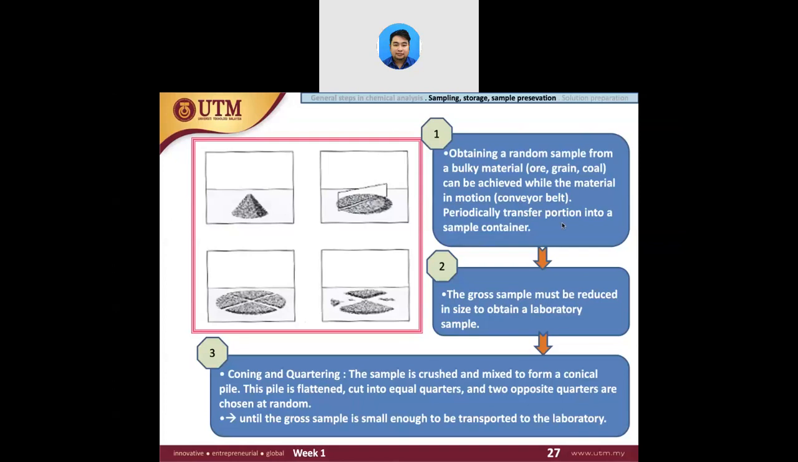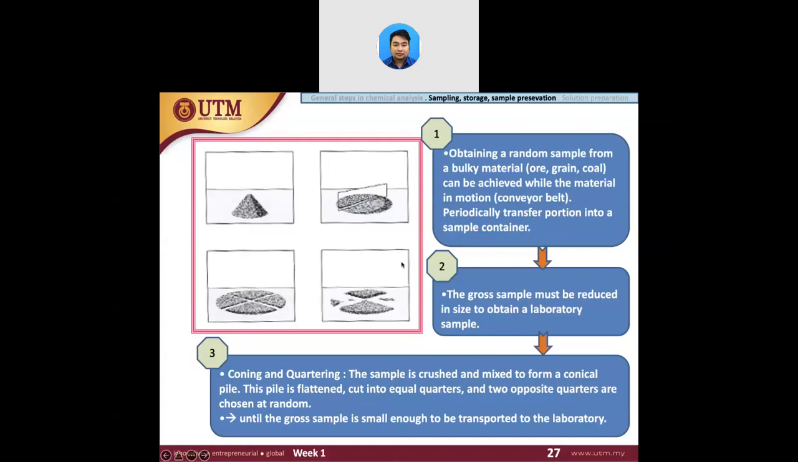So from the 100 kilo, which is our gross sample, it needs to be reduced in size to a laboratory sample. So macam 1 kilogram. Okay, so we will use the coning and quartering method. Okay, coning and quartering method ni, the sample is crushed and mixed to form a conical pile. Ni form conical pile. Then the pile is flattened.